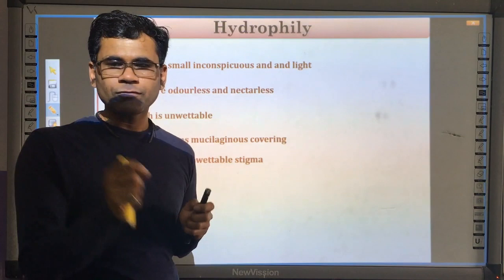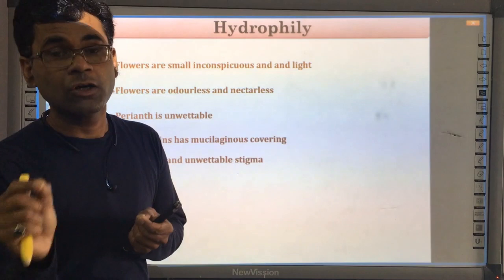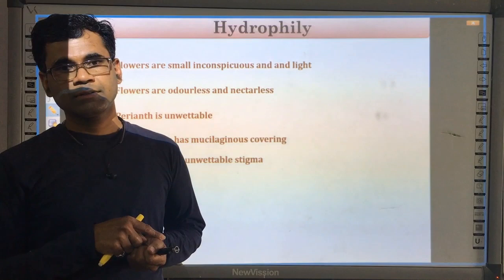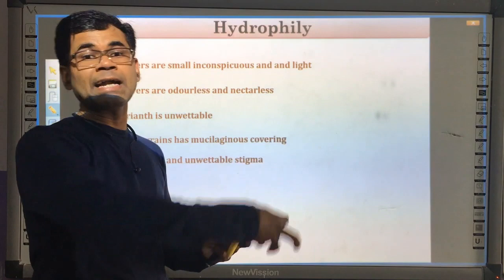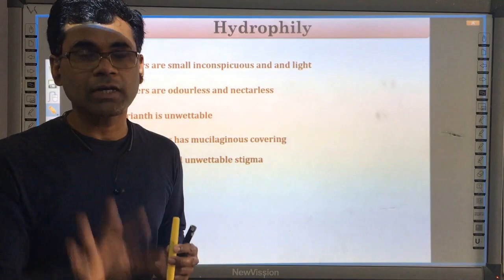Hydrophily, definition: it is the type of pollination in which water is acting as a pollinating agent. Such types of plants are called hydrophilous. It is not so that the plant should be present inside the water. Though the plants are present in the water, there are various aquatic plants which are not hydrophilous.